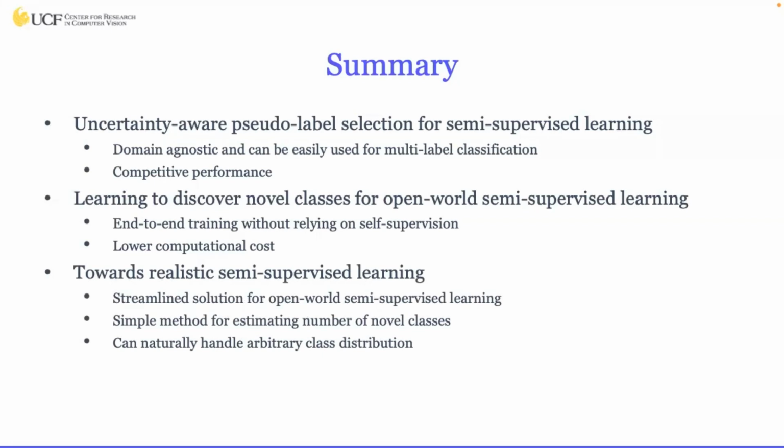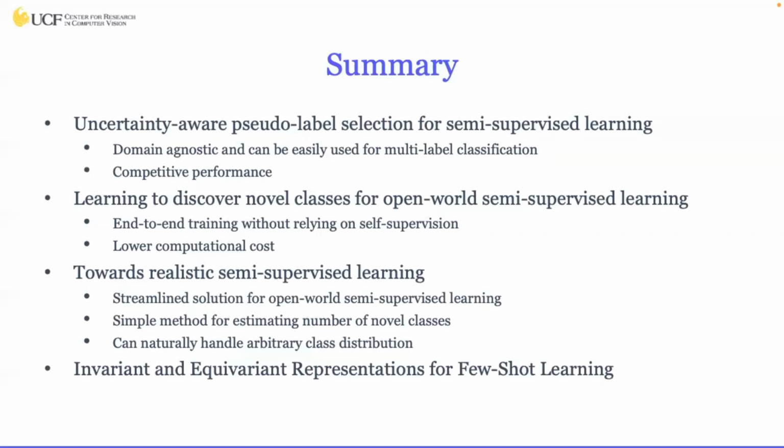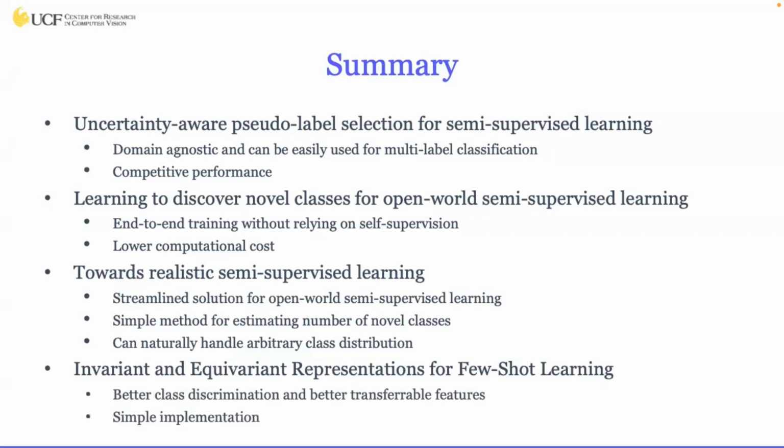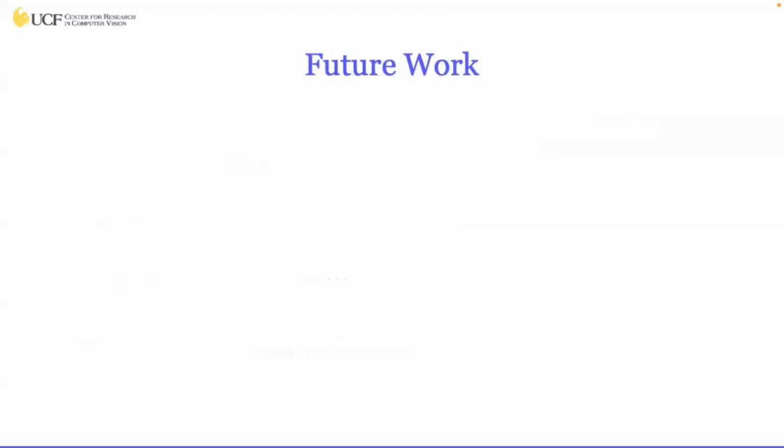In the next work, we propose an improved solution for open world semi-supervised learning, where our proposed solution requires a single objective function. We also propose a simple method for estimating the number of novel classes, and our proposed method can naturally handle arbitrary class distributions. Finally, in the last work, we focus on few-shot learning, where our proposed training mechanism leads to better class discrimination and better transferable features, and our proposed solution is simple in implementation. And here are some potential directions that can be explored from this work.